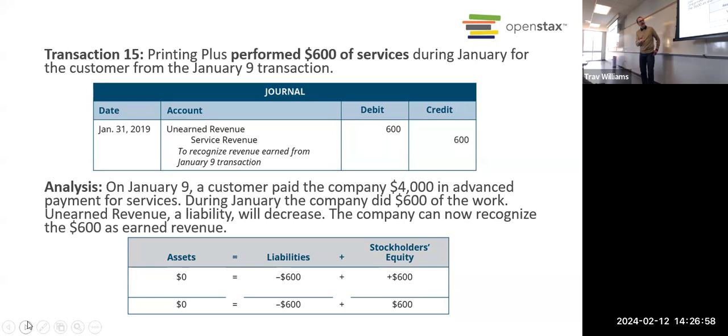Unearned revenue is the liability going down. And the service revenue is the equity going up. Now, if we have a liability go down and equity go up, is our accounting equation still in balance? Yeah, it is, because remember, the equal sign is here. So if we have $600 going down and $600 going up on the same side of the equal sign, they balance each other out. Whereas if it's on opposite sides of the equal sign, like an asset and equity, then they either both have to go up or both have to go down.